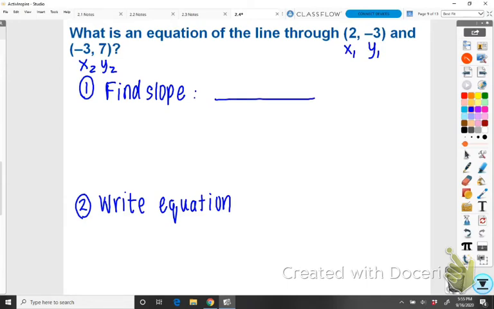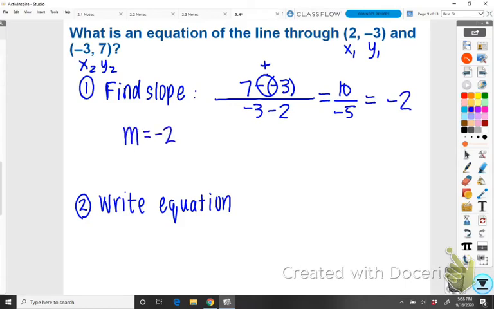So y2 is a 7, y1 was a -3. x2 was a -3 minus x1, which was a 2. So this changes to 7 plus 3, or a 10. And the bottom is a -5. So this is a -2 slope. So m is -2. So now I need the equation.